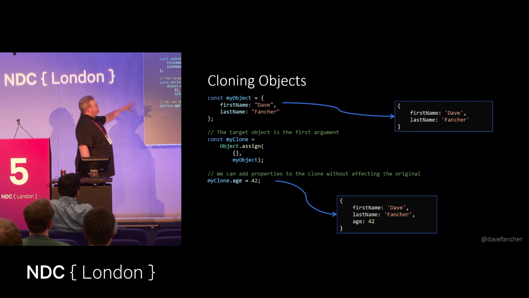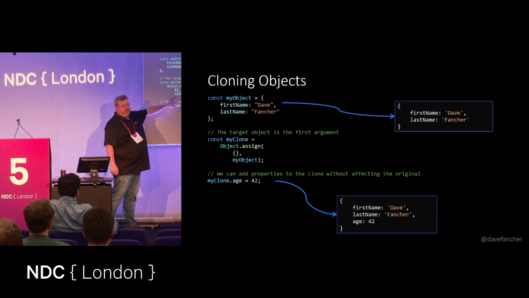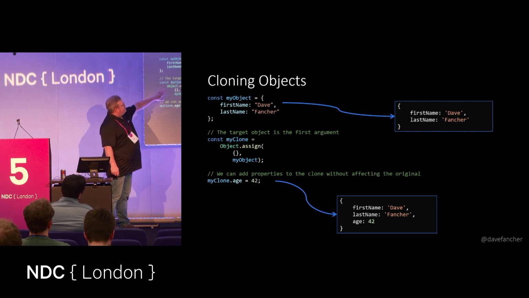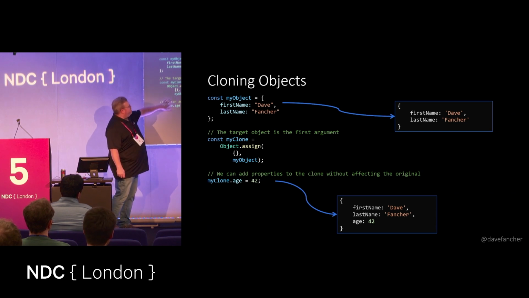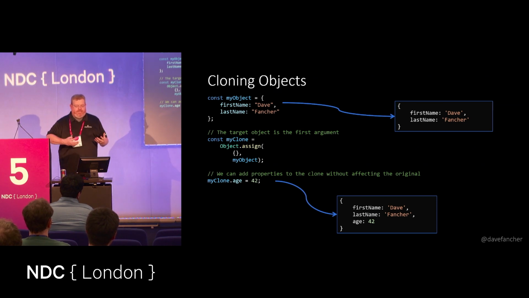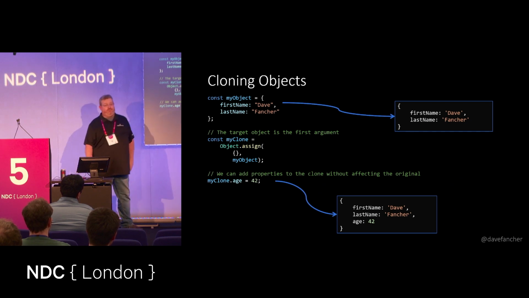So then we get object assign. So given some object, put the properties and values of another object into it. So in here, I've got my object, and I've got an empty object, and I pass in my object along with it, and we get a new object that has the copies of the first object with a new value being added into it.